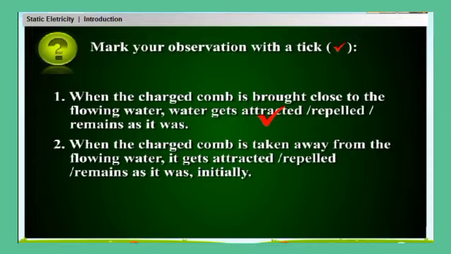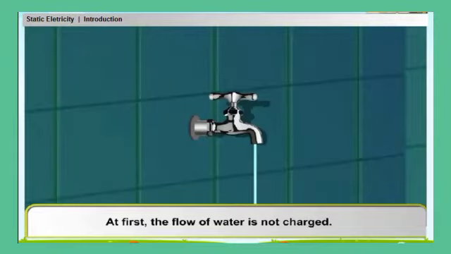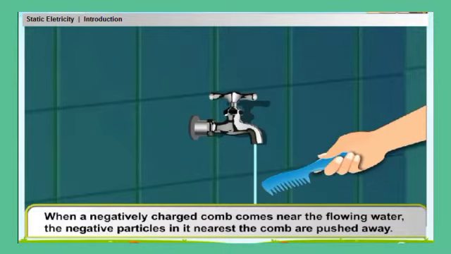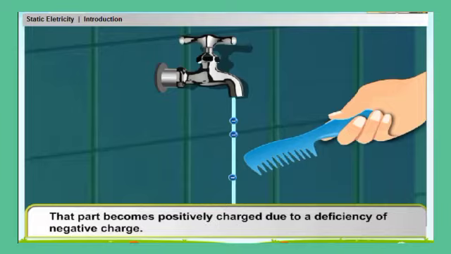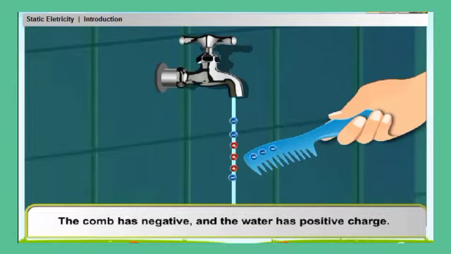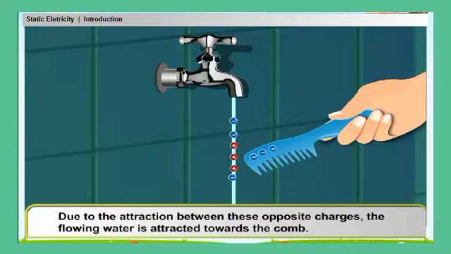Answer: when the charged comb is taken away from the flowing water, it remains as it was initially. At first, the flow of water is not charged. When a negatively charged comb comes near the flowing water, the negative particles in it nearest the comb are pushed away. That part becomes positively charged due to a deficiency of negative charge. The comb has negative and the water has positive charge. Due to the attraction between these opposite charges, the flowing water is attracted towards the comb.